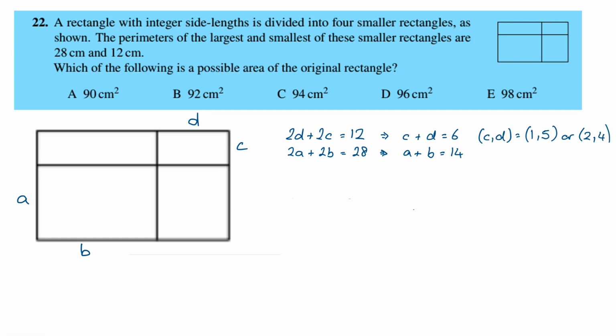Then the large rectangle, well, the perimeter here is going to be A plus C plus B plus D. In other words, I'm adding them all up and multiplying them by 2. Well, what I do know from above is 2 lots of A plus B plus C plus D is the things I worked out above, 14 plus 6, which is 20. So therefore the overall perimeter is going to be 40.